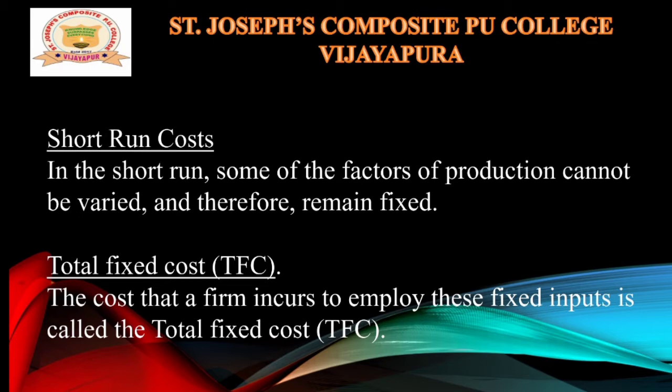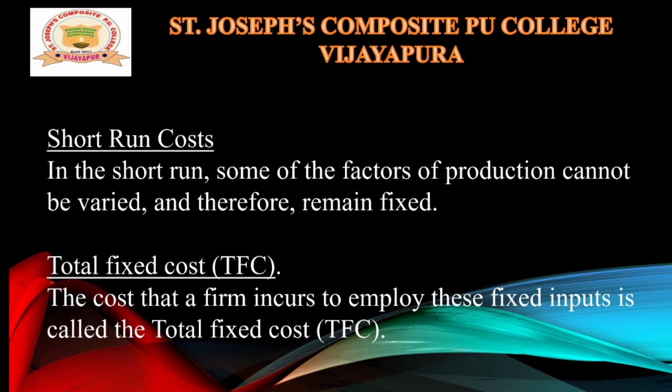As you know already from short run analysis and long run analysis, under the short run analysis at least one of the factors of production remains fixed or constant, especially labor or capital. And we know that the law of variable proportion theory is applicable for the short run, right? So in the short run, some of the factors of production cannot be varied and therefore remain fixed.